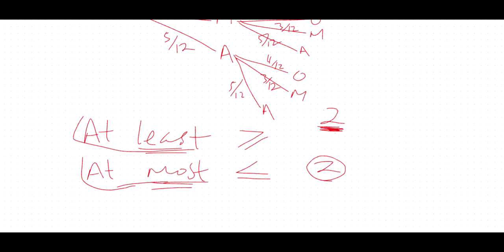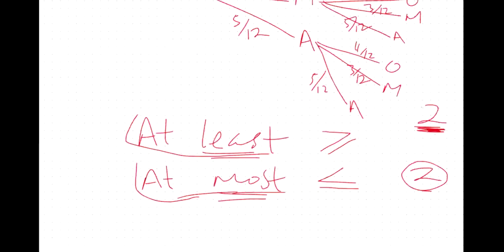So that is what these terms mean. So at least is greater than or equals to a given value. And then at most it's less than or equals to the value that you're given there.